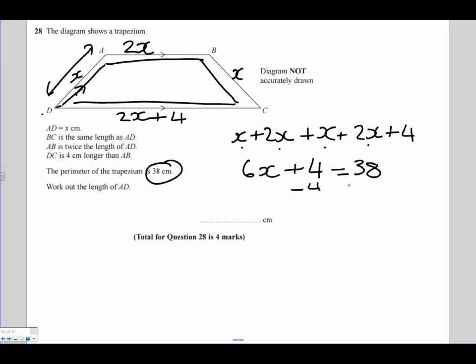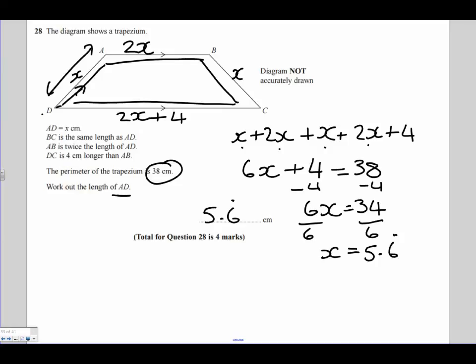So step 1, take away 4 from both sides. This leaves 6x on the left and 34 on the right. To get x on its own, it's being multiplied by 6, so we divide by 6. And what we do to one side, we do to the other. So x equals 34 divided by 6. And that gives us 5.6 recurring. So the length of x, our side AD, which is what we were asked, is 5.6 recurring.